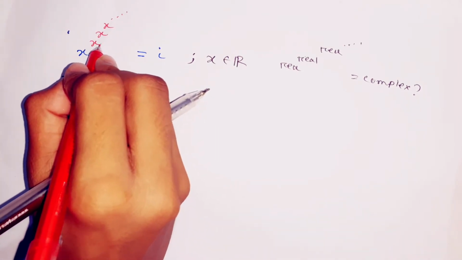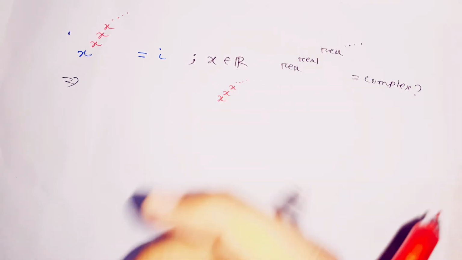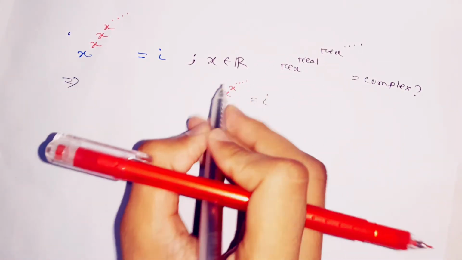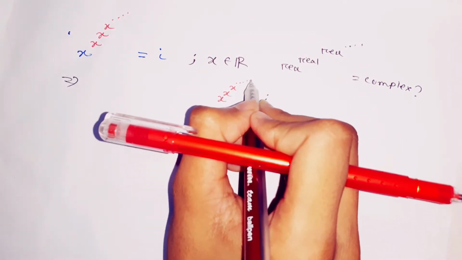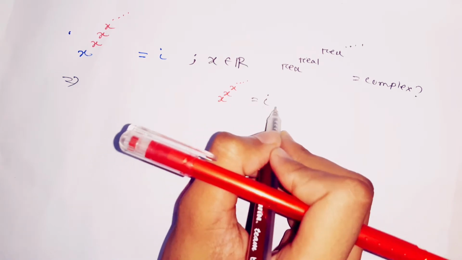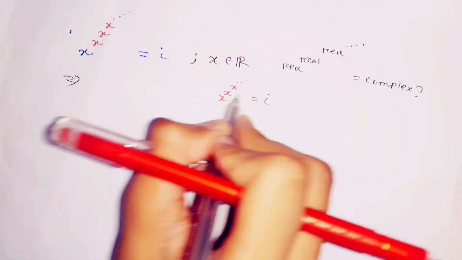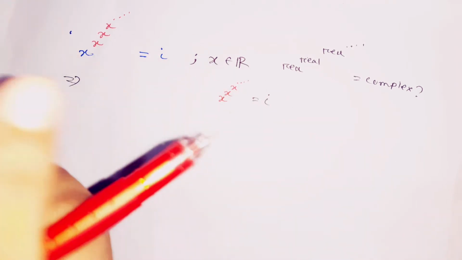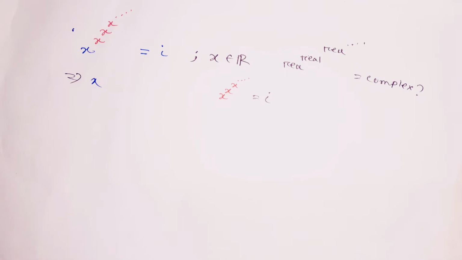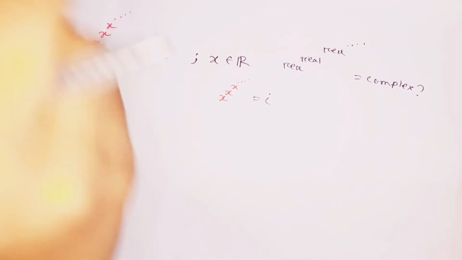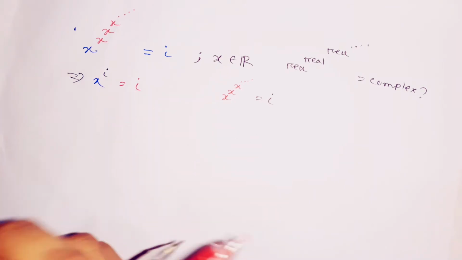Now take a look here: x to the x to the x, this is still i, because we have x to the x to the x with infinitely many x as power, so this is also equal to i. So here, instead of this whole thing, we can write i, right? So this is equal to x to the i, and this is equal to i. Now we can solve this one very easily.